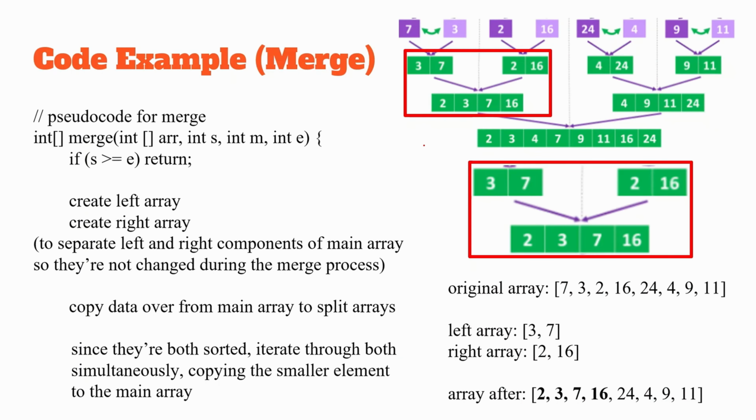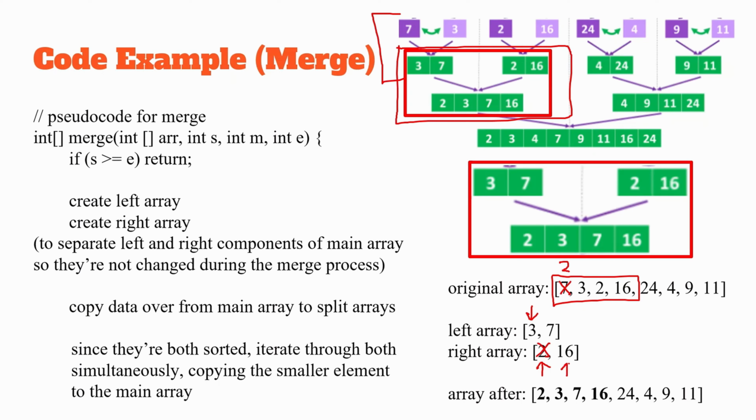For this example, we're looking at these elements of the array, which represent the first 4 elements of the array. The left and right arrays are 3, 7, and 2, 16, which were sorted in the previous iterations of the merge function, right here. Now we'll iterate through both arrays at the same time and copy over the smaller element. So starting with 2 and 3, 2 is smaller, so 2 is copied over here.